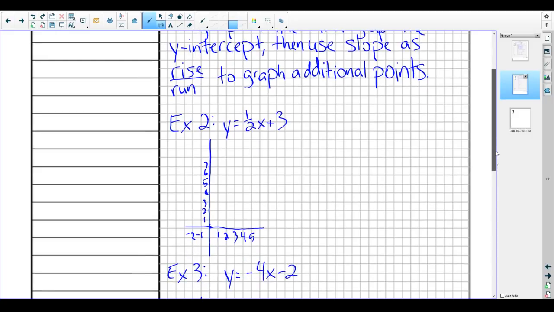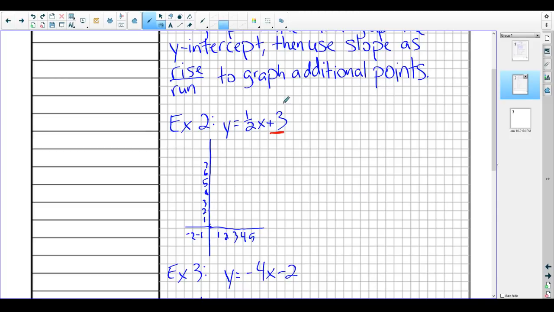So let's do some work. There's 3 examples. I lied to that kid earlier. Okay, example 2. What if y equals 1/2 x plus 3? So I want to graph this equation. So I made myself a little grid here. You can make yourself a grid. Okay. And then it says the first thing we want to do is we want to plot our y-intercept. That's where it crosses the y-axis.